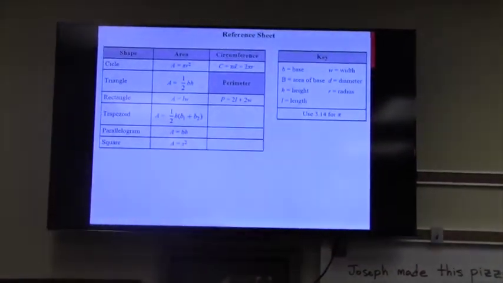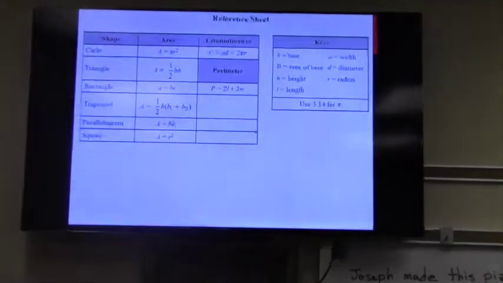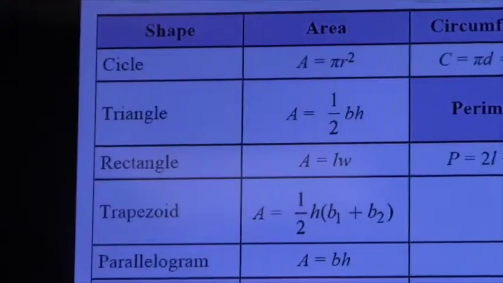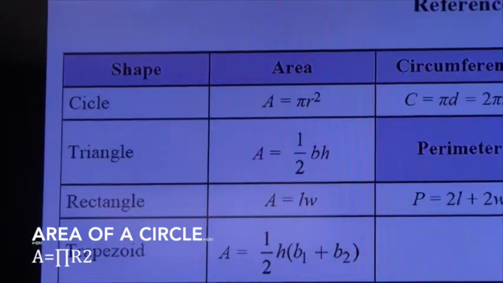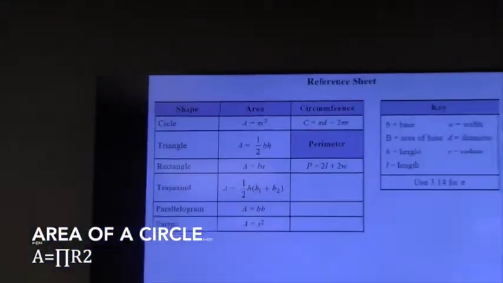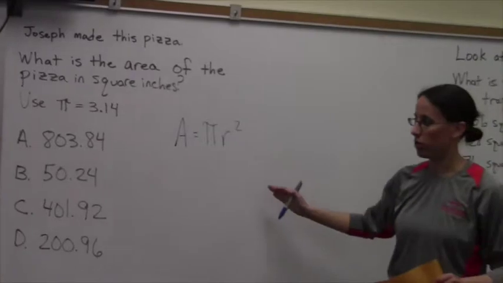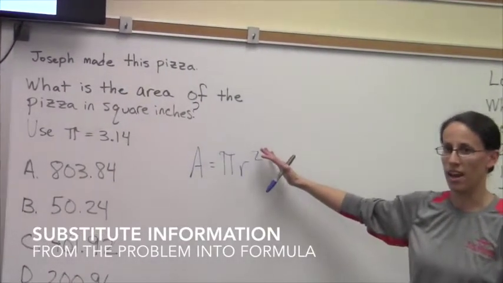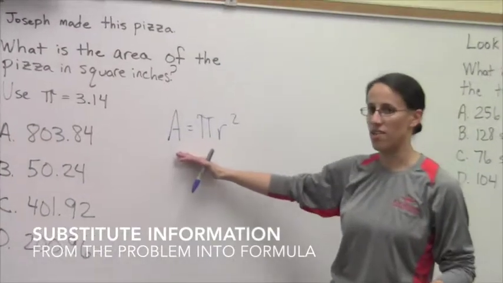When I look at my reference sheet, I find the shape section that says circle, and I find the formula under the area column that tells me that the area of a circle is equal to pi times the radius squared. And now I need to substitute the information that I know into the formula that I have to be able to find the area.